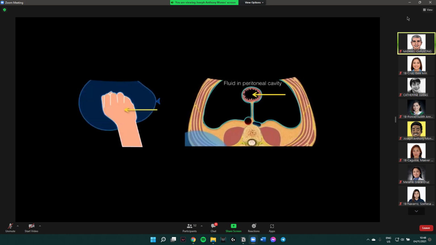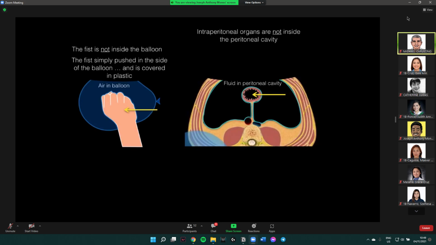Now, remember this fist in the balloon analogy? Well, there's the fist, and there's the air in the balloon. The fist is not inside the balloon. The fist simply pushed in the side of the balloon and is covered in plastic. The intraperitoneal organs are not inside the peritoneal cavity. The organ simply pushed in the side of the peritoneal sac and is now covered in visceral peritoneum.